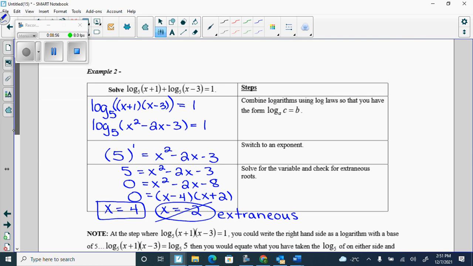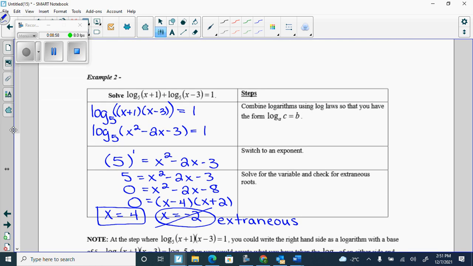One thing I want to go over just in case. What if it was like this first though? Log base 5 of x plus 1 equals 1 minus log base 5 of x minus 3.